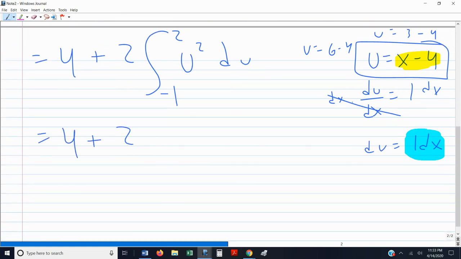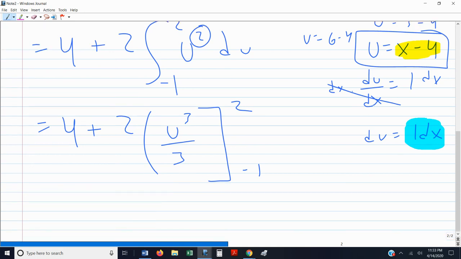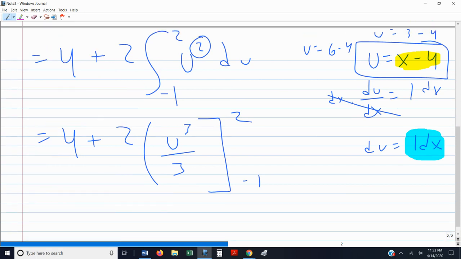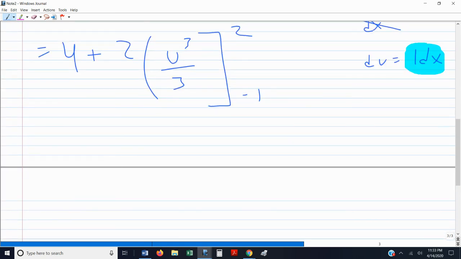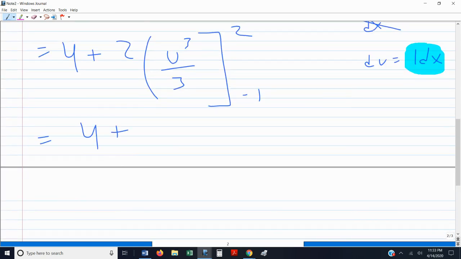And then when I find that antiderivative, it's easier, right? You would add 1 and divide by the new exponent. And then we're going from negative 1 to 2. So that antiderivative, add 1, divide by the new exponent, and then the upper and lower limits of negative 1 and 2, those are u values, and you are allowed to plug them in for u. So we have 2 to the third over 3 minus negative 1 to the third over 3. You are allowed to leave your answer like that.